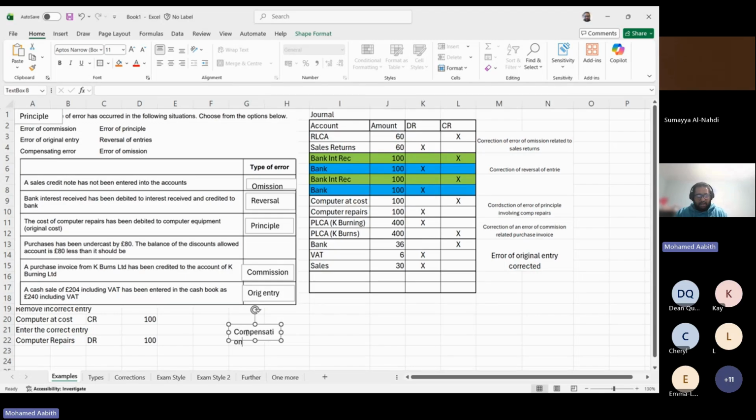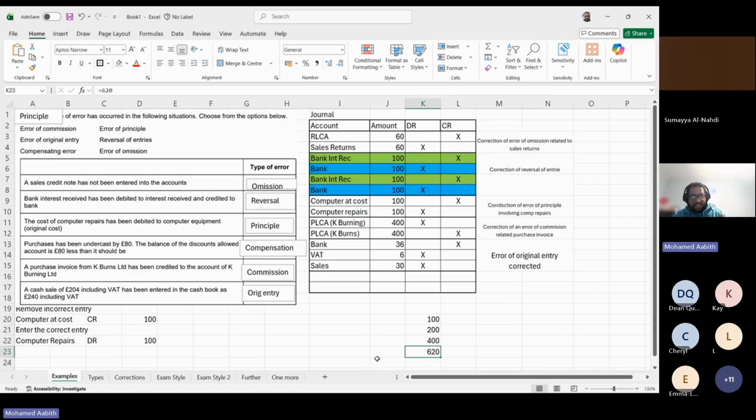So error of compensation seldom happens because there are two errors that are not connected to each other. By the luck of chance, they cancel each other out. So what happened here? If you undercast your purchases account, when you total it, let's say £100, £200, and £400, somehow I put £620 there. So instead of £700, I put £620 as my total. So my purchases account has the wrong amount in my book.